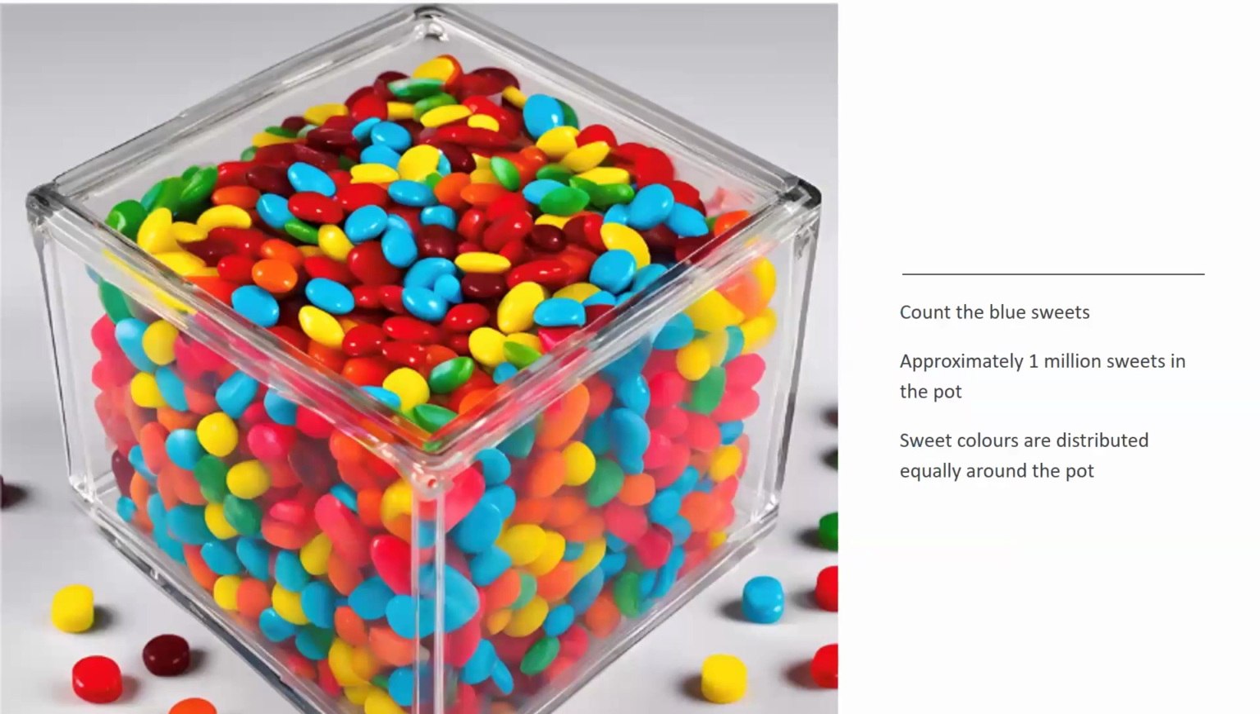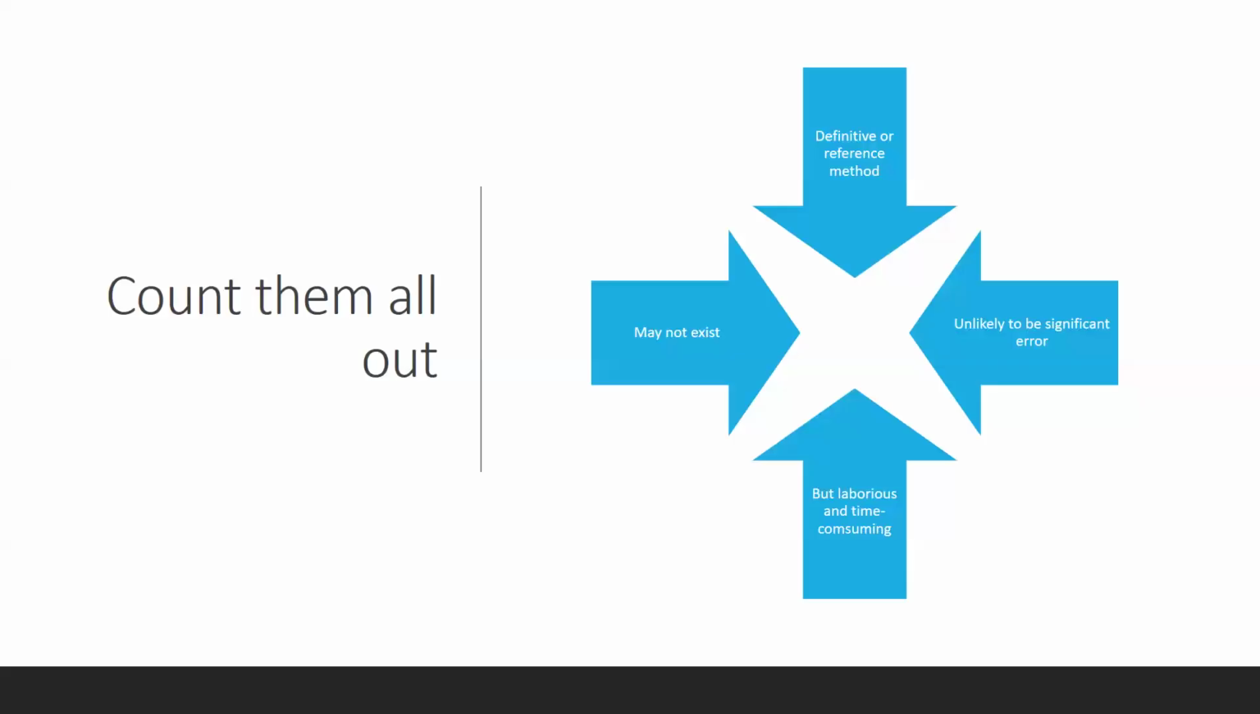So I'm going to move on to giving you a typical analytical problem. We have a huge container of 1 million sweets. You need to find out how many are blue. Just think for a moment how you would go about doing that. So one way we can do this is to count every blue sweet. This is what would be called the definitive method.